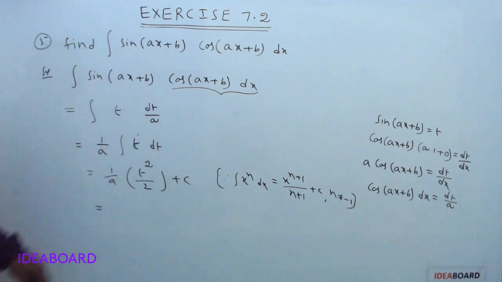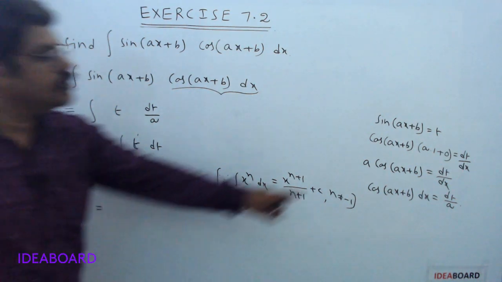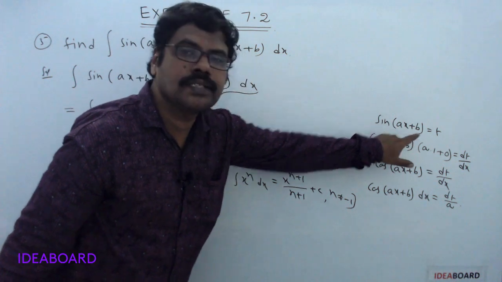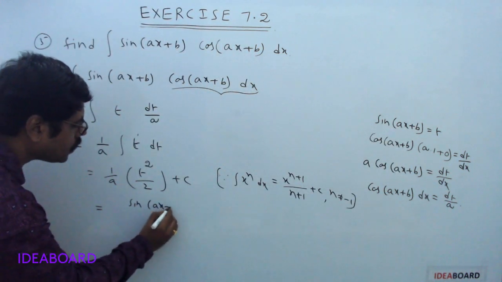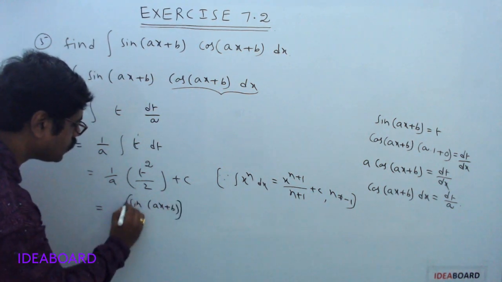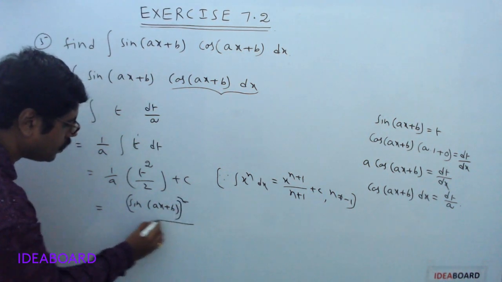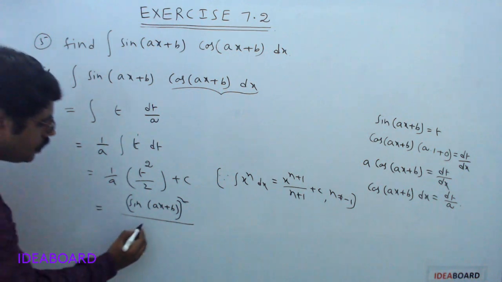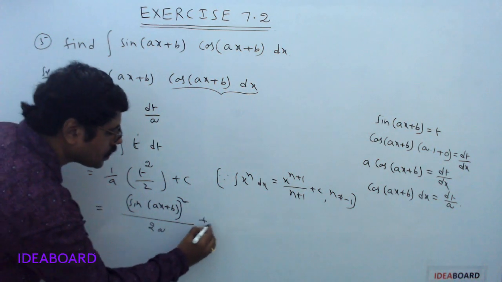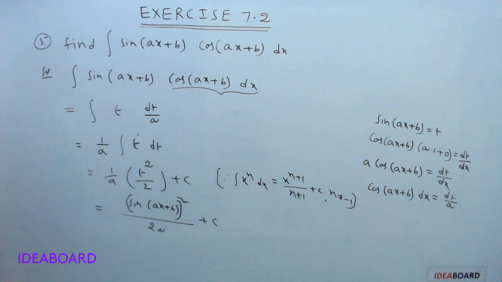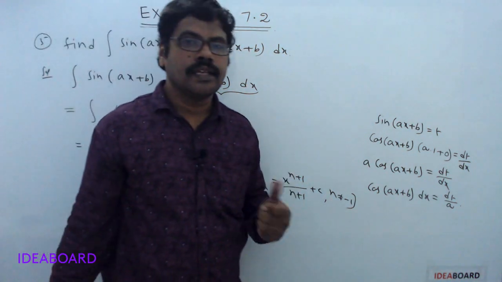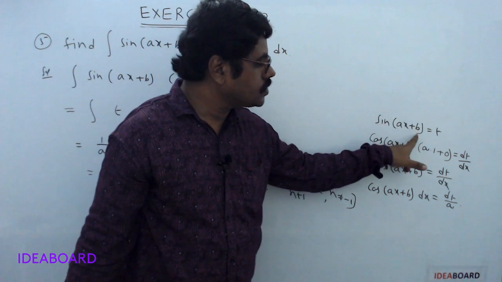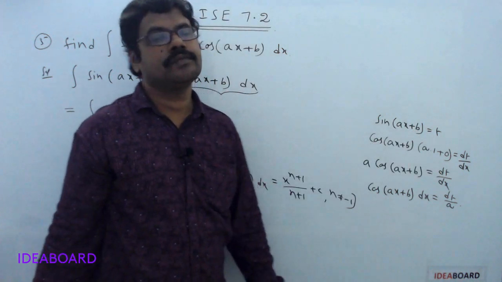Now this equals, replace t with sine of ax plus b. So that is sine of ax plus b whole square divided by, what is the denominator? 2a plus a constant term c. So similarly, you can solve the same problem by taking the substitution cos of ax plus b equals t.